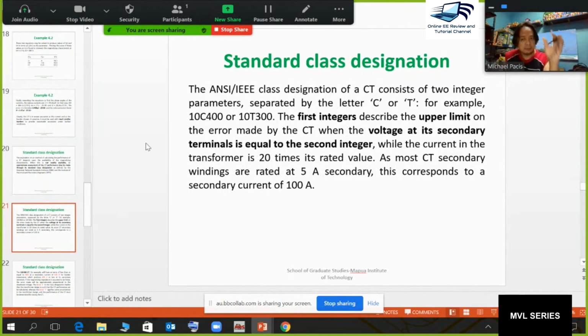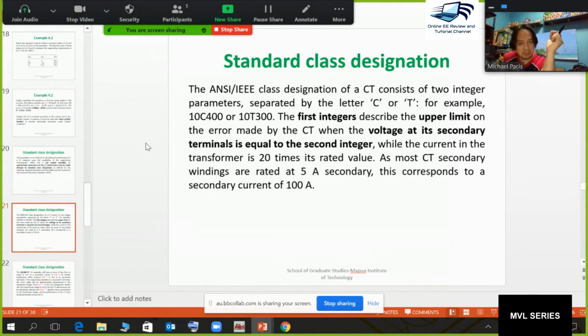Now, you have this type of the ANSI IEEE designation. It can have two integers. You have the C, and the first integer describes the limit on the error made by the CT when the voltage at the secondary terminals is equal to the second integer. So while the current in the transformer is 20 times its rated value, most CT secondary windings are rated as 5, which corresponds to a secondary current of 100, or the ratio is 20 times.